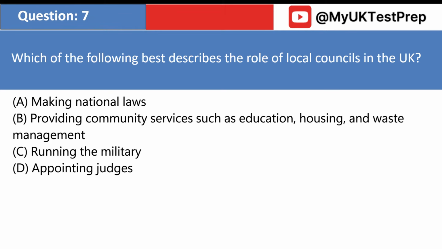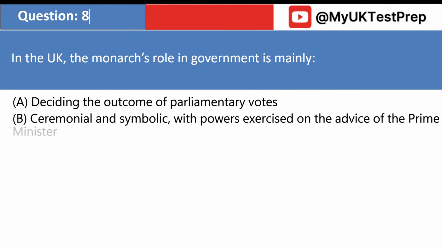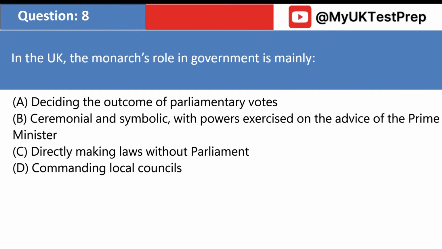Answer: B. Local councils manage essential community services, making decisions on education, housing, waste collection, and social care, reflecting the principle of local governance. In the UK, the monarch's role in government is mainly: A. Deciding the outcome of parliamentary votes. B. Ceremonial and symbolic, with powers exercised on the advice of the Prime Minister. C. Directly making laws without Parliament. D. Commanding local councils. Answer: B.